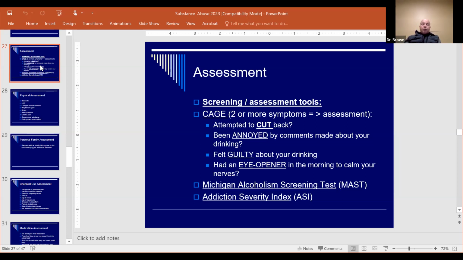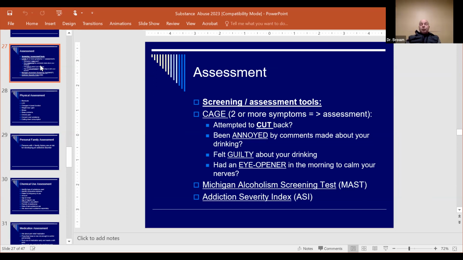Okay. So we use a CAGE assessment on someone that is an alcoholic. And these are questions that you ask. And I want you to ask these when you're at the clinical site. Okay. It's called a CAGE assessment. And it says, first question, have you attempted to cut back? Okay. Have you been annoyed by comments made about your drinking? Do you feel guilty? Or do you need an eye opener in the morning to start your day?